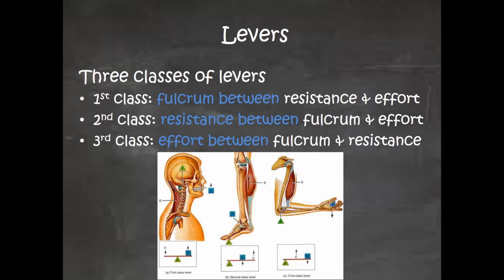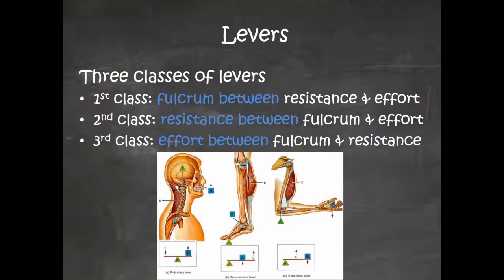For first-class levers, the fulcrum is between the effort and resistance. A good example of a first-class lever is your head. Think about when you nod your head. Your head pivots about your spine, which is the fulcrum. The muscles in the back of your neck are providing the effort to counteract the weight of your head in the front, or the resistance.